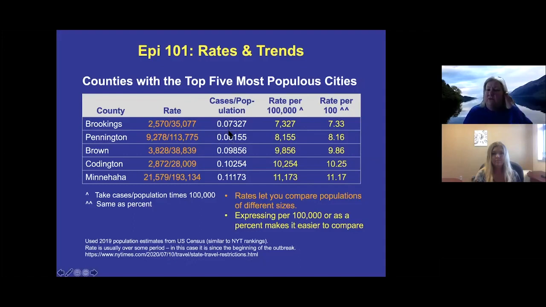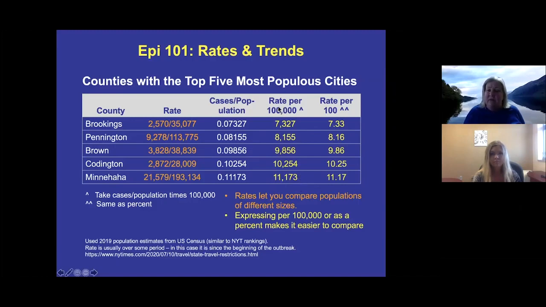But even this is confusing to people because it's like, 0.07327, what does that mean? Well, I can simply multiply this number by 100,000 and come up with this. And that's what a lot of the websites that are tracking COVID are using, a rate per 100,000. So you see a lot of numbers for total cases over this pandemic in this range. So this is Brookings versus Minnehaha. You can see that we've had one of the lowest rates here.